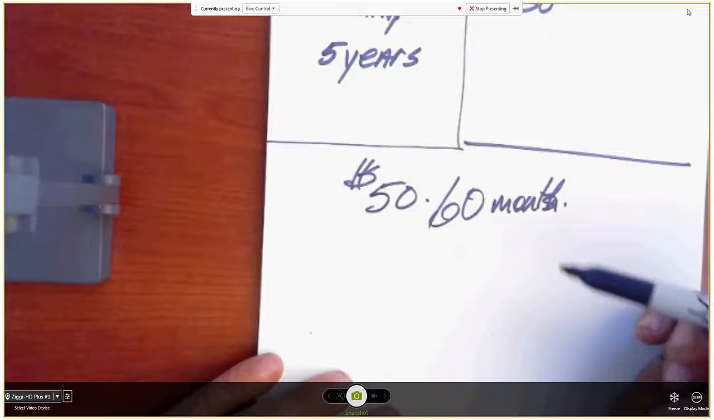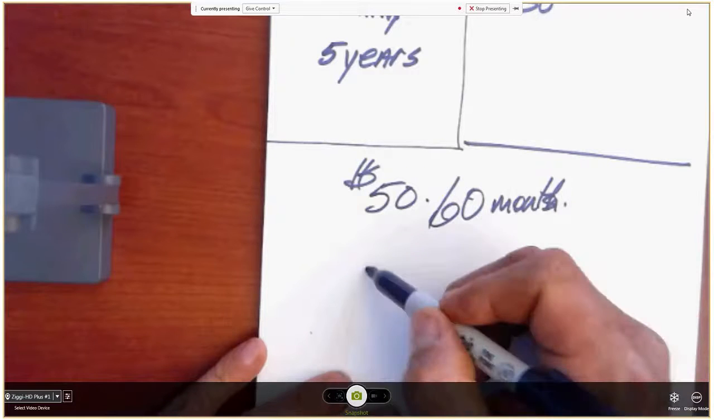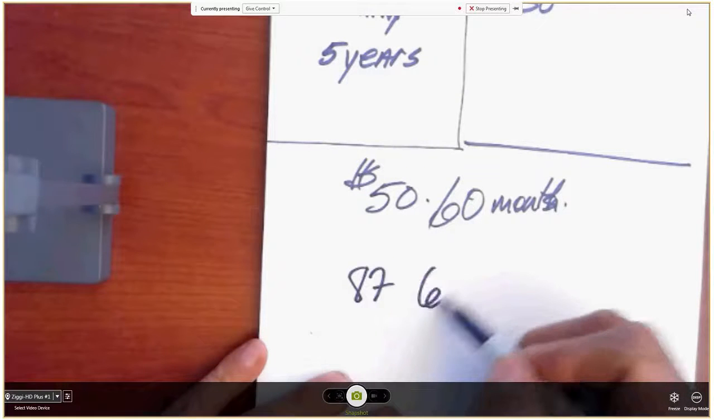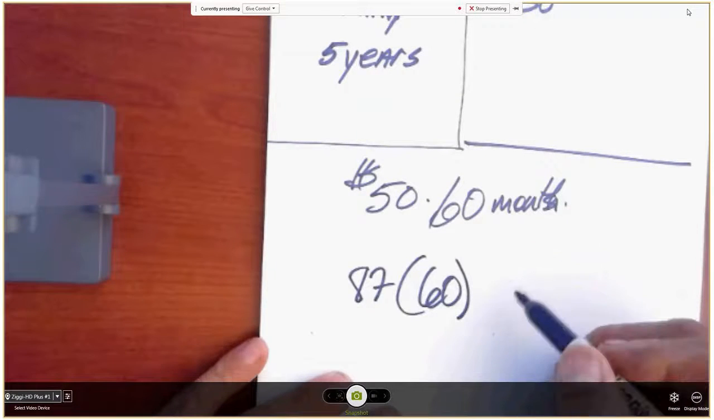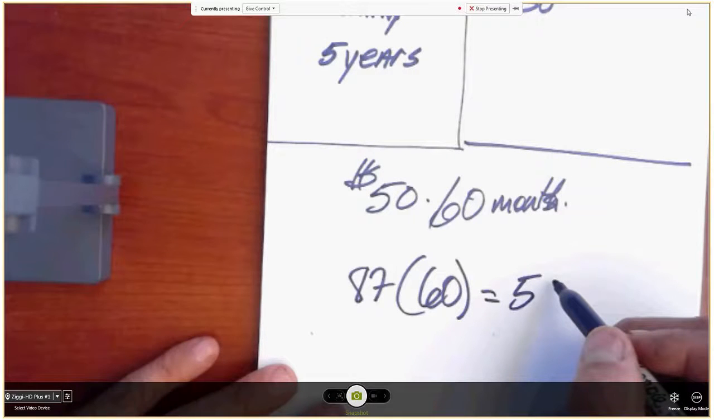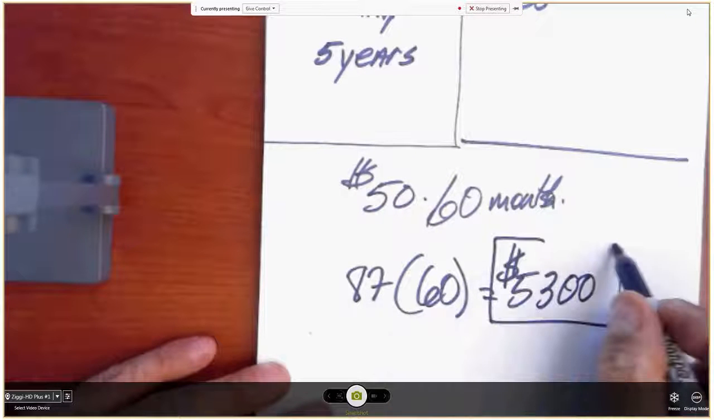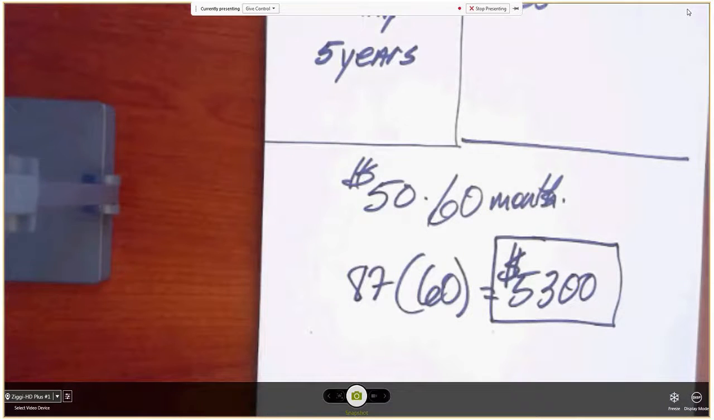I came up with $86. That sounds better. Multiply $87 times 60. $5,220. So for that card, if you pay it off in 5 years and you don't use it, you're talking about $5,300 for borrowing $3,500. You've got to be careful.